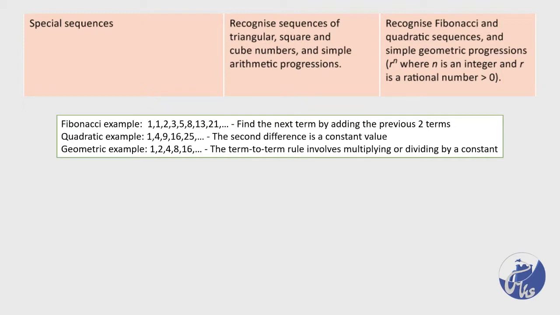A geometric sequence is where your term-to-term rule is going to involve multiplying or dividing. So this sequence I've given is the doubling sequence, and so that involves multiplying by 2, but be aware that will not always be a whole number, it may be something else, but as long as you're multiplying by that same value each time or dividing by the same value each time, you have got a geometric sequence.